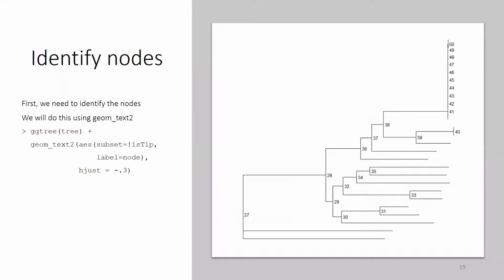By adding these internal node numbers, we can see how we can manipulate the tree based on these node numbers. You don't need to keep them in your tree, but they're good to add so that you can reference them. To add them, we use geom_text2, followed by this code. And then you can see that they're listed here. Moving forward, I'm going to show some examples based off of referring to node 41. So just keep an eye on that.